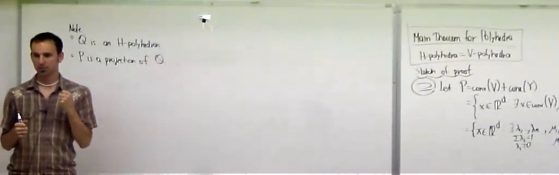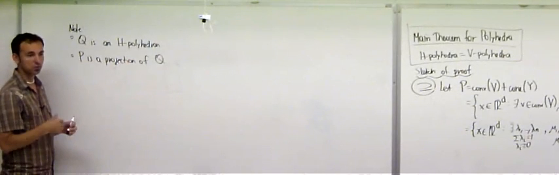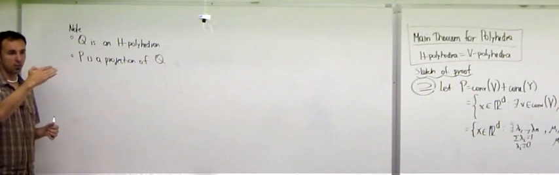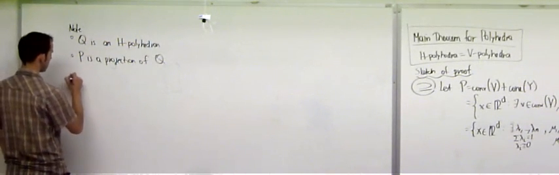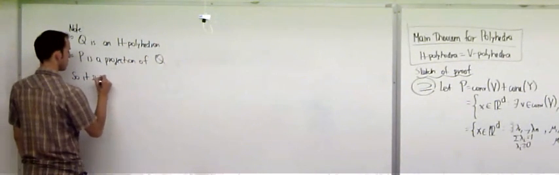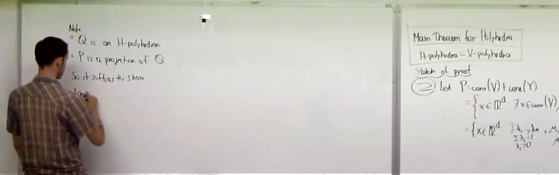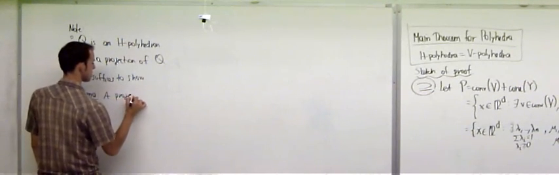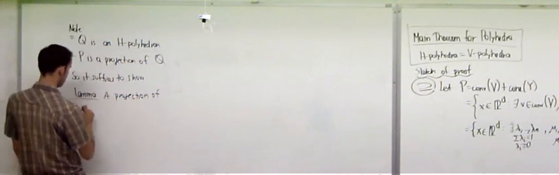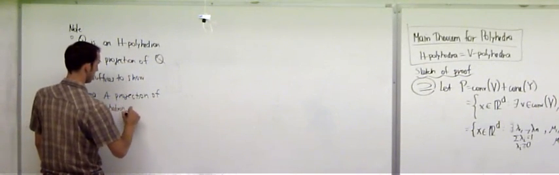But what's the point? The point is that I'm trying to prove that P is an H polyhedron, and I'm saying, well, it's a projection of an H polyhedron. So what I could do is just prove a lemma that if you take an H polyhedron and you project it, it's still an H polyhedron. So it suffices to show a lemma that a projection of an H polyhedron is an H polyhedron.